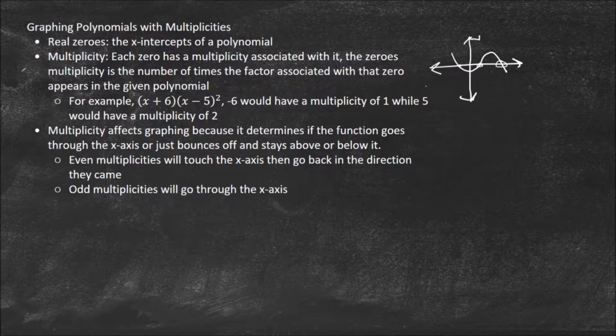And then, like I said, each zero has a multiplicity associated with it. The zero's multiplicity is the number of times the factor associated with that zero appears in the given polynomial. And the best way to think about this is to see an example.